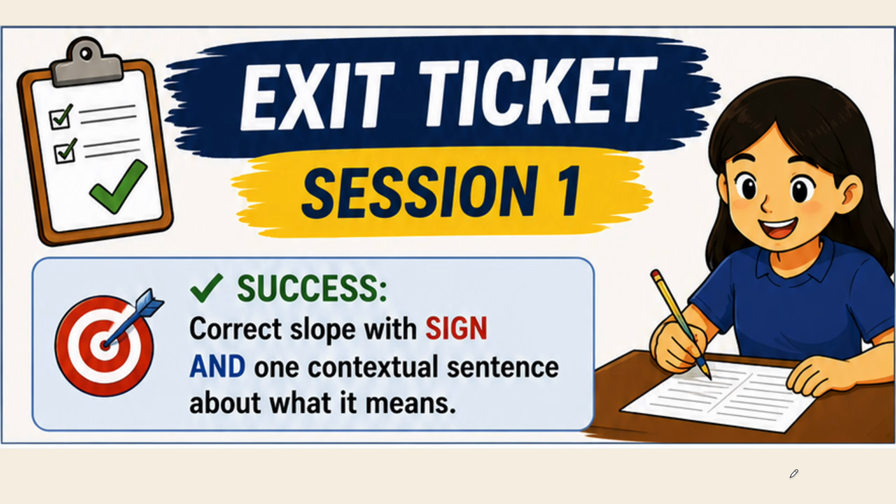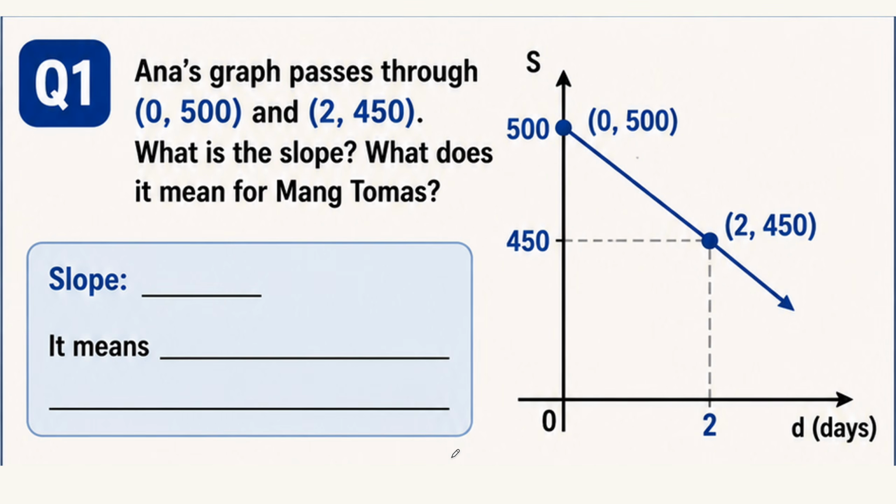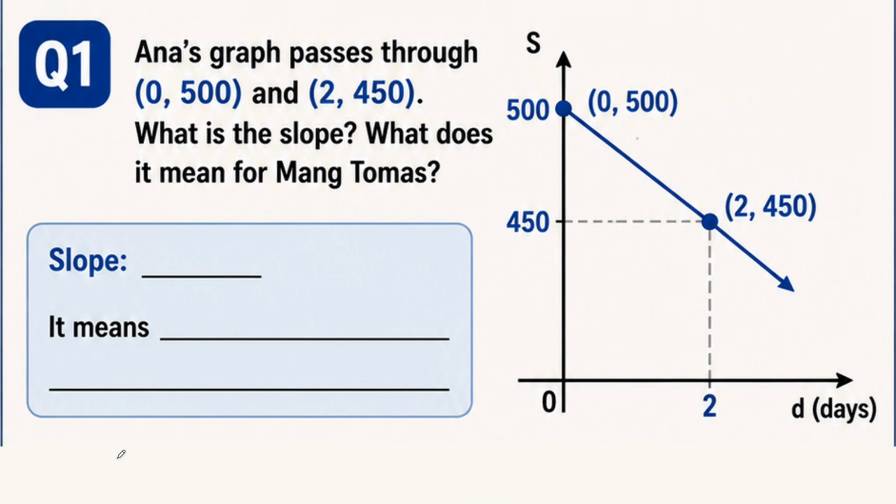Exit ticket for session 1. You have to correct the slope with sign and one contextual sentence about what it means. Question 1, gagawin nyo po ito. Kailangan nyo po itong ilagay sa notebook po ninyo, yung mismong question and then your observation and your answer. Ana's graph passes through 0, 500 and 2, 450. What is the slope? What does it mean for Mang Tomas? Find the slope and what it means.